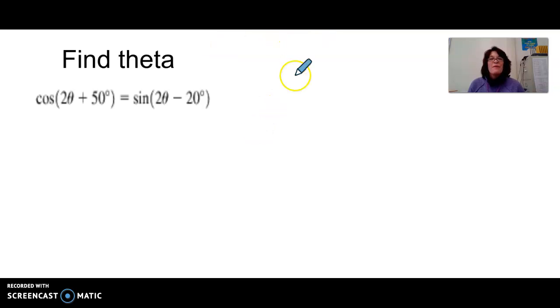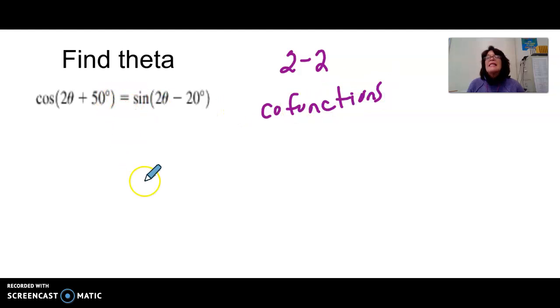Okay, Trig, are we ready for this? This is section 2.2. A little recap of what we did last video. If I'm asked to find theta here, hopefully I would recall that sine and cosine are cofunctions. They're only equal to each other if the angles add up to 90.